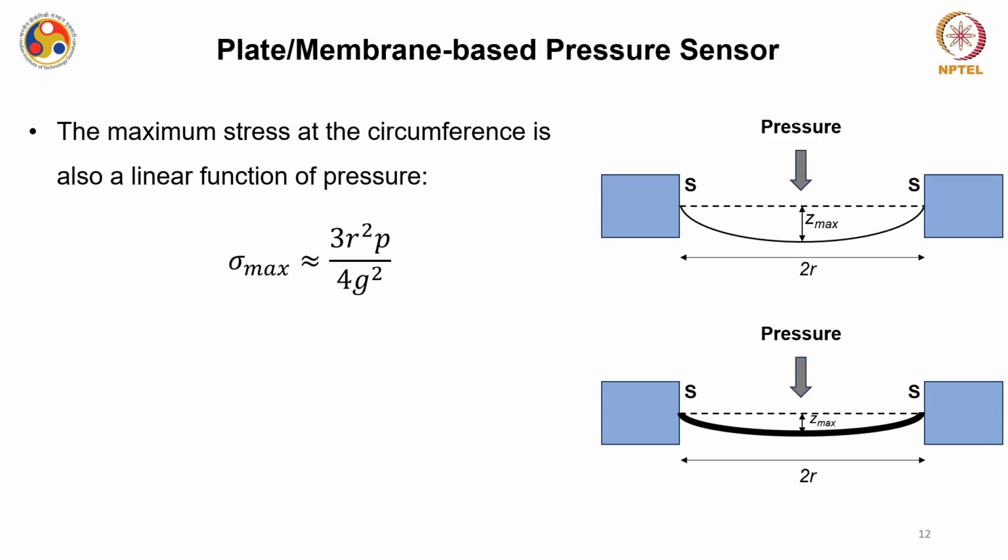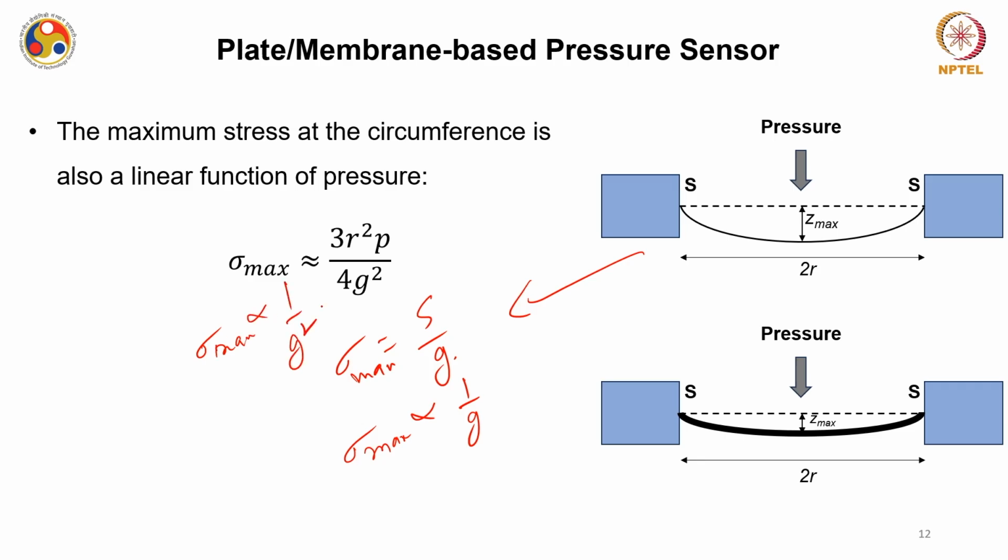Please note that the maximum stress at the circumference is also a linear function of pressure in this case, where the sigma max is given as 3r square into p by 4g square. For the membrane based devices, sigma max was equal to s by g, or sigma max was inversely proportional to the thickness, while it is varying at a higher rate in case of a plate based device, because the material strength also plays a very crucial role in the plate based devices.